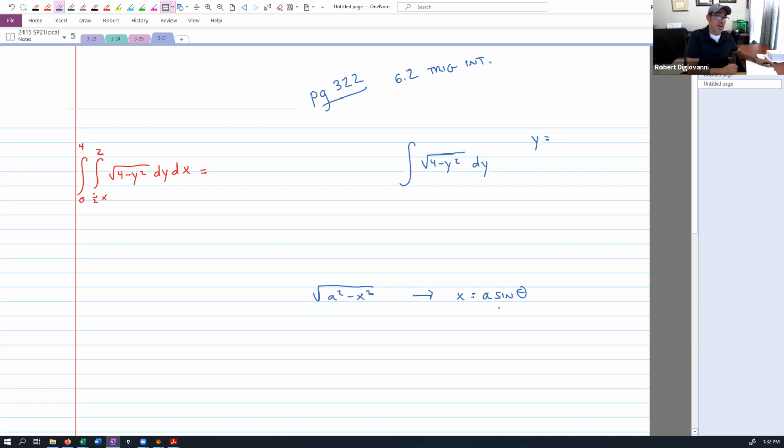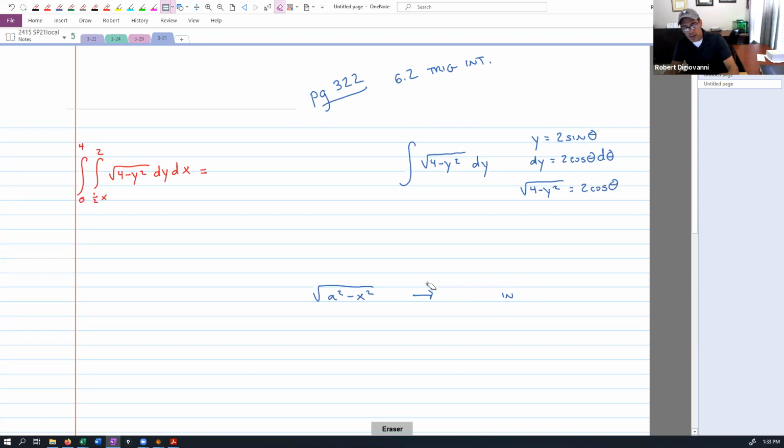Cosine would work also, Caden, but sine is the standard one. So for us, we are going to replace y with 2 sine theta. Then we differentiate both sides, so we get 2 cosine theta d theta. And we also realize that we can replace the square root of 4 minus y squared with 2 cosine theta.